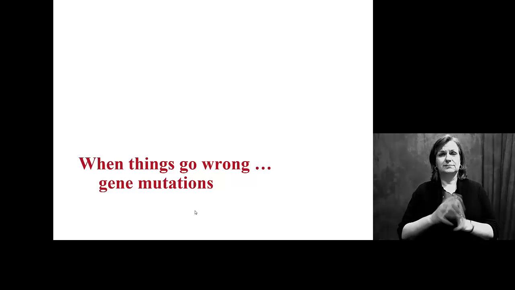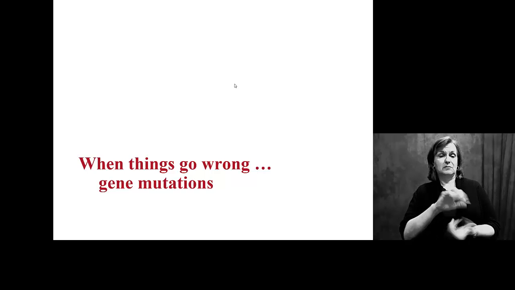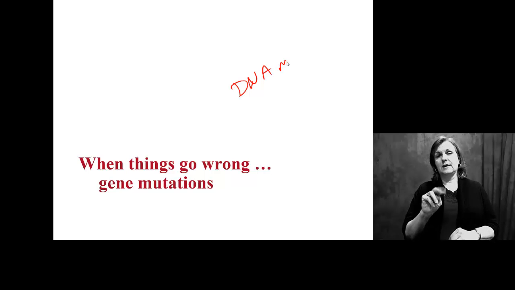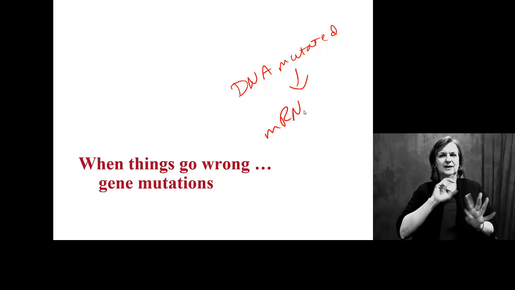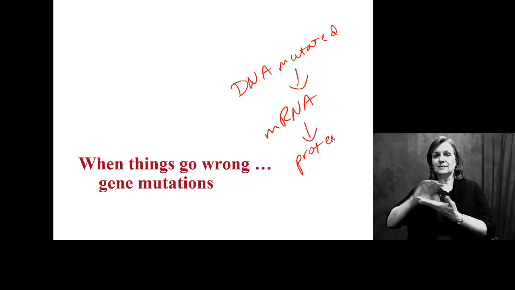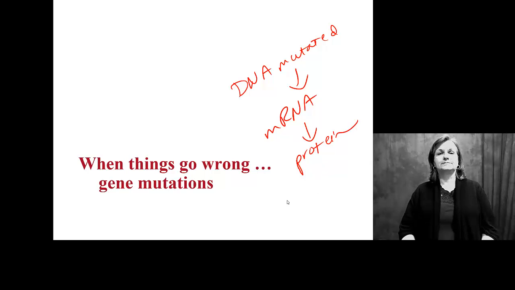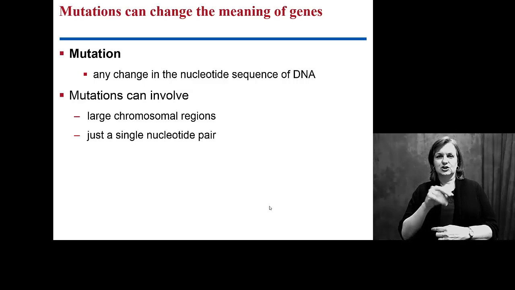So what happens when things get screwed up? We said that DNA gets mutated all the time. If the DNA is mutated, then the mRNA gets mutated in transcription, and then the protein gets mutated in translation. Turns out that most mutations, as we said, are what we call silent mutations. It will have no effect on the gene whatsoever.